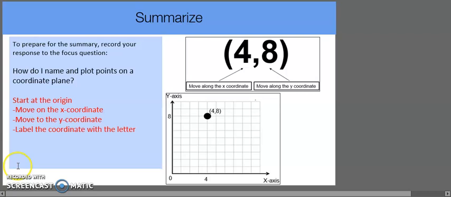So to summarize, how do I name and plot points on a coordinate plane? The first thing is start at the origin. Move on the x-coordinate, then move to the y-coordinate, then label the coordinate with the letter. And just a reminder, x comes first, then y. And always start at the origin to plot your point.